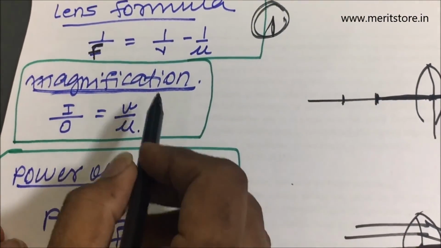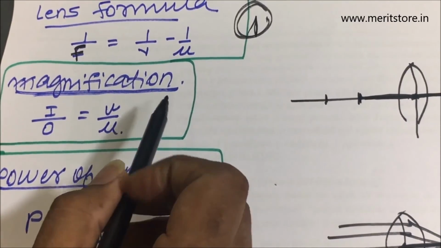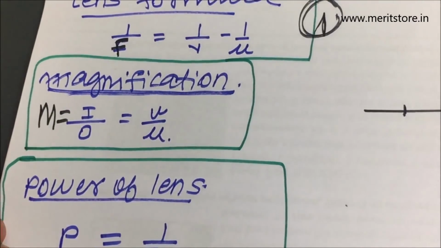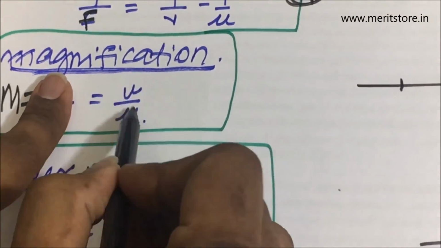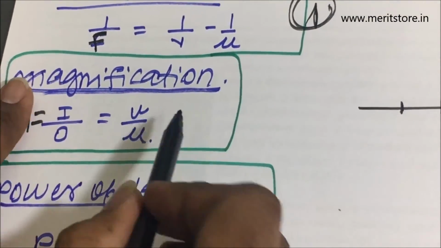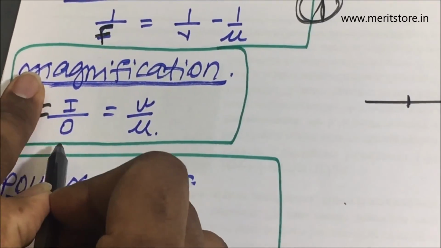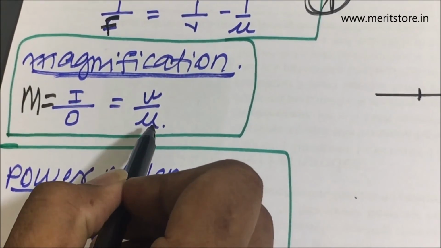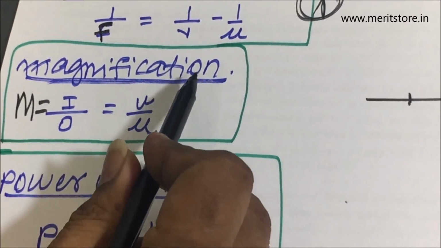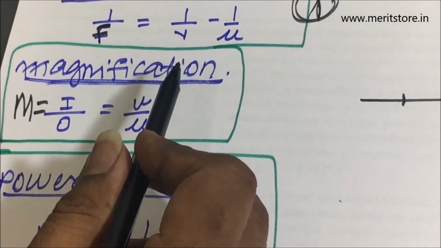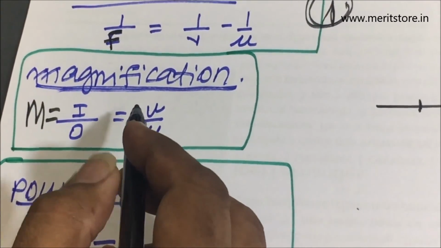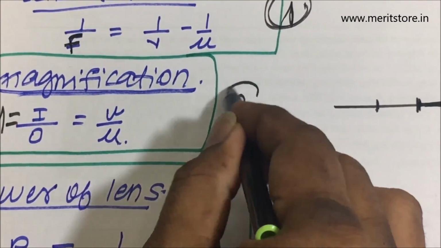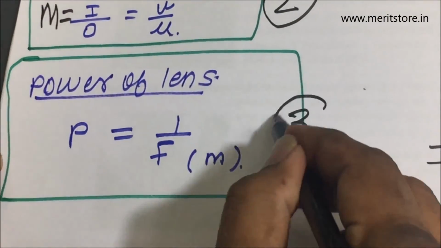The second formula is the formula for magnification. Magnification has a formula which says m is equal to v upon u, and v upon u is equal to I upon O. Therefore, m is equal to I upon O is equal to v upon u. That is what magnification is about. Now, what does magnification tell you? It tells you whether the image is magnified or diminished, and if yes, how many times. That's the second formula.